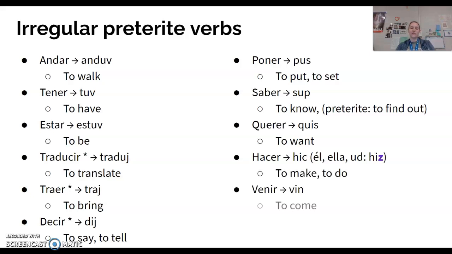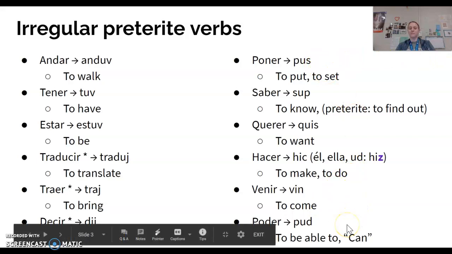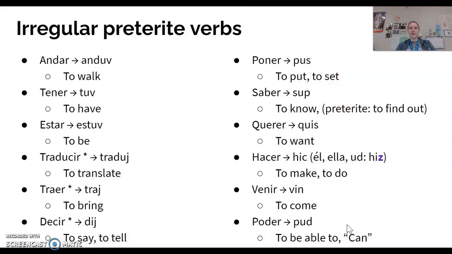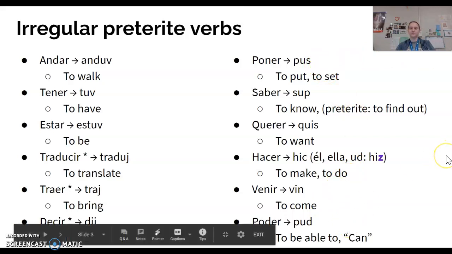Venir becomes vin, and that's to come. And poder becomes pud, and that's to be able to or can. So in the preterite, it's going to look like could. Okay? So just be aware that poner, pus, and poder, pud, tend to get mixed up. So be careful of those.